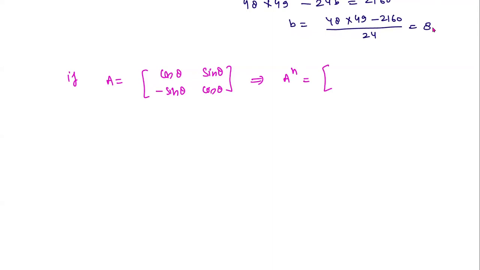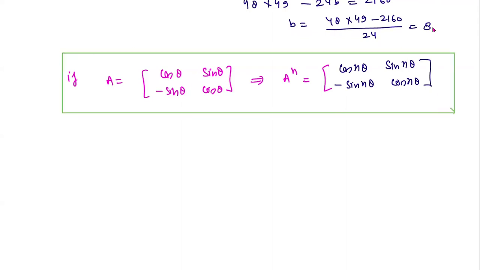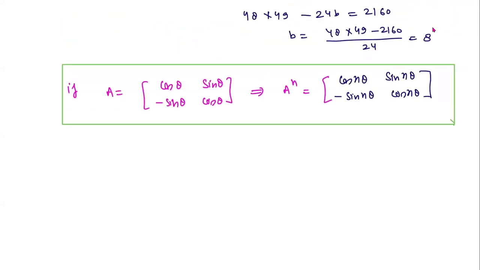A, we are multiplying how many times? N times. A power n is cos n theta, sine n theta, minus sine n theta, and cos n theta. That we are using so many times at so many places. Correct? Yes, sir. Where n is natural.